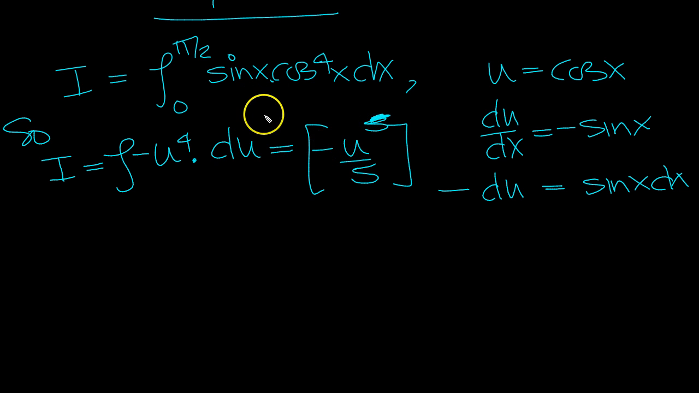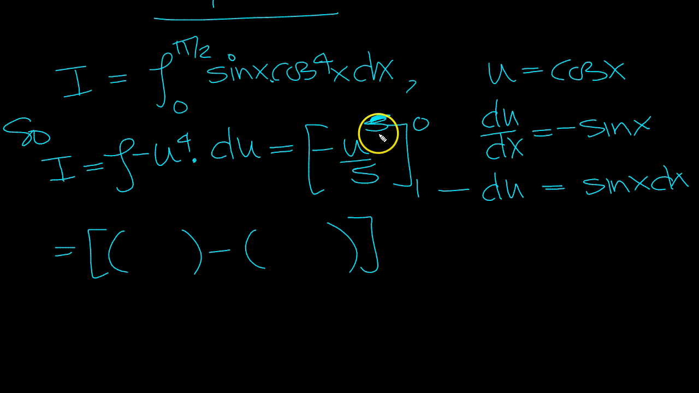Okay, so when x is pi over 2, cos pi over 2, cos 90 is 0. And when x is 0, cos 0 is 1, isn't it? So that's equal to 0 to the 5 is 0 over 5, which is 0, minus, that's a minus, minus 1 to the 5 is 1 over 5. So we end up with 1/5.